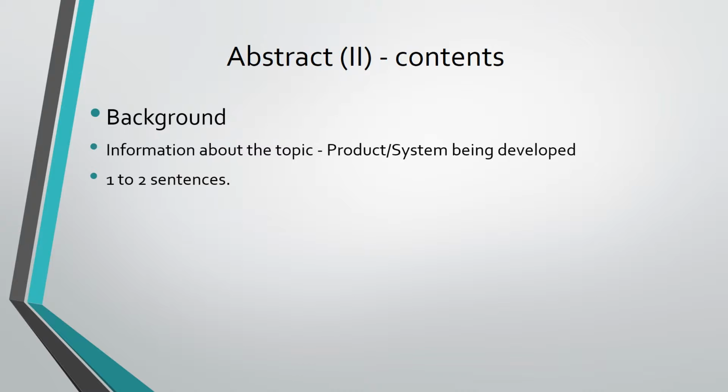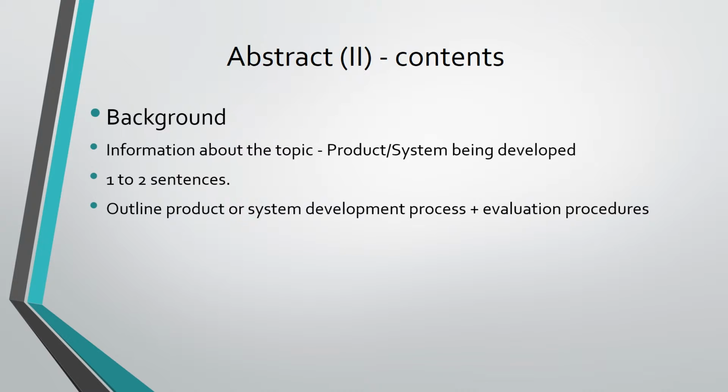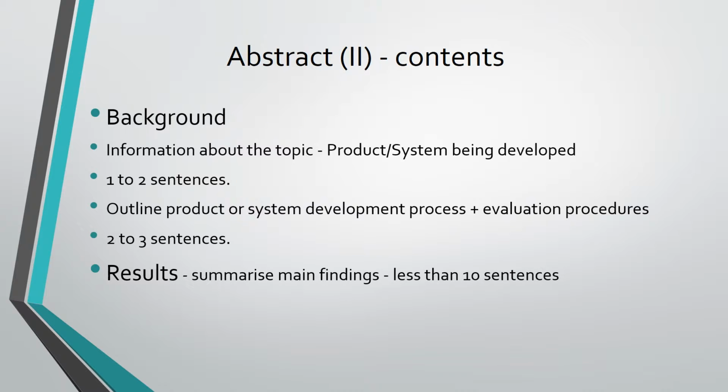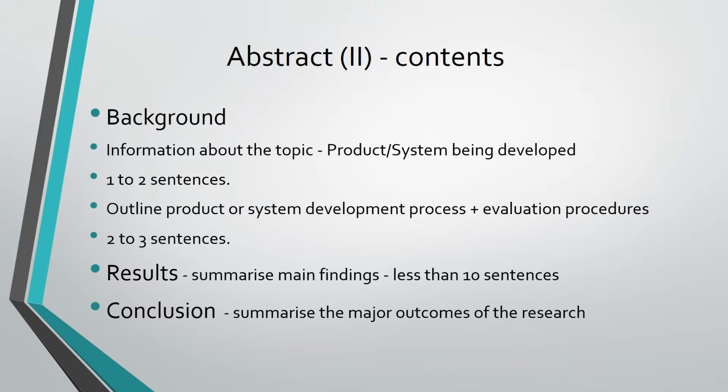2. Design, outlining product or system development process and evaluation procedures in 2 to 3 sentences. 3. Results and evaluation of the findings, summarizing main findings and observations in less than 10 sentences. 4. Conclusion, summarizing the major outcomes in 1 sentence.